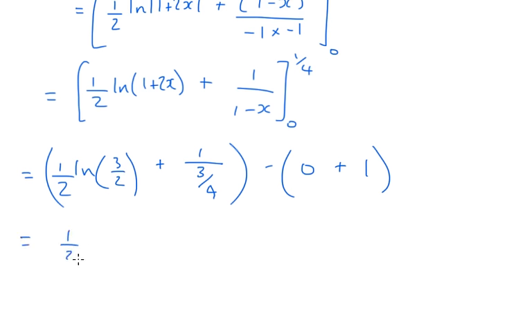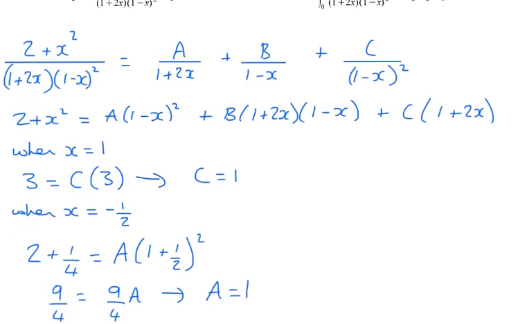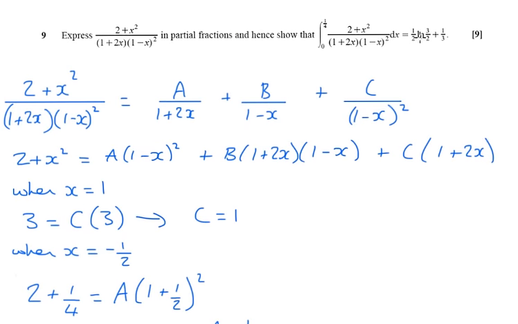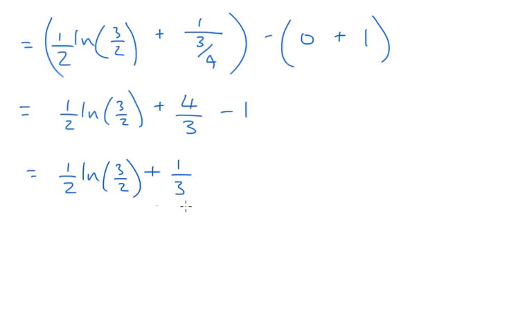So we've got a half ln 3 over 2 plus 1 over 3/4, that's 4 over 3, take away 1, which is a half ln 3 over 2. 1 and a third, take away 1 is just a third. Now let's check how it wanted the answer, it was a show that, wasn't it? So, well, there we go, we've got a half ln 3 over 2 plus a third, which is exactly what we've got.